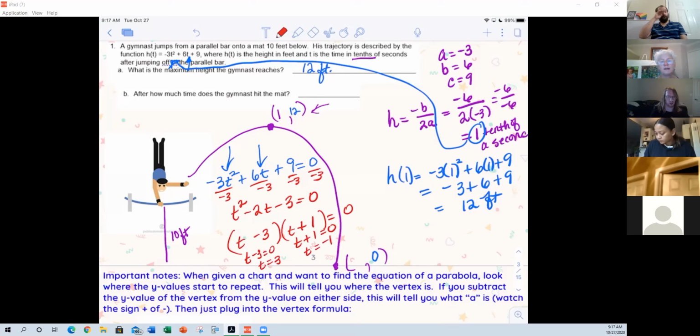Which one of these would not make any sense in this problem? -1, because there's no such thing as negative time, seconds, right? So we have to scratch that one out. Now the 3 is good, but just be careful again because we're talking about tenths of seconds. So to get total credit for the problem, you would need to write 3/10 of a second.